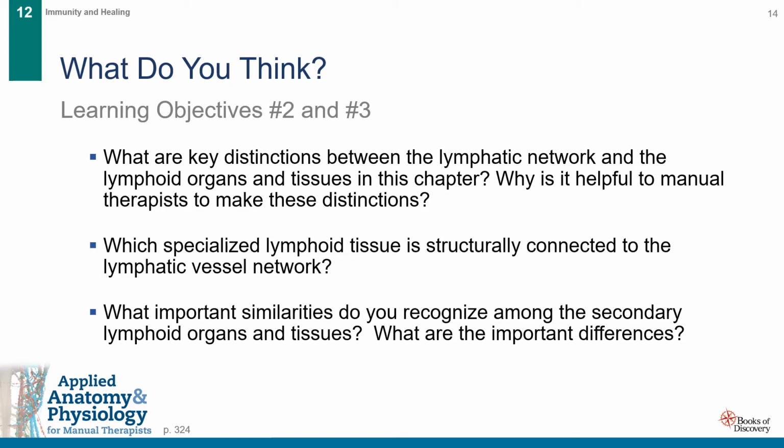The first question is, what are key distinctions between the lymphatic network and the lymphoid organs and tissues in this chapter? Why is it helpful to manual therapists to make these distinctions? The second question is, which specialized lymphoid tissue is structurally connected to the lymphatic vessel network? And the third question, what important similarities do you recognize among the secondary lymphoid organs and tissues? What are the important differences?